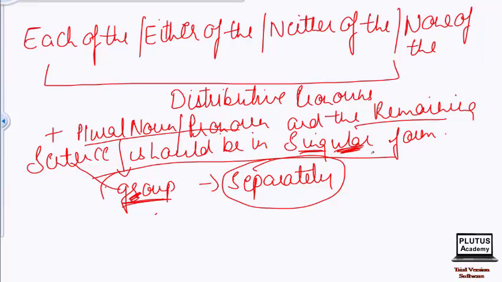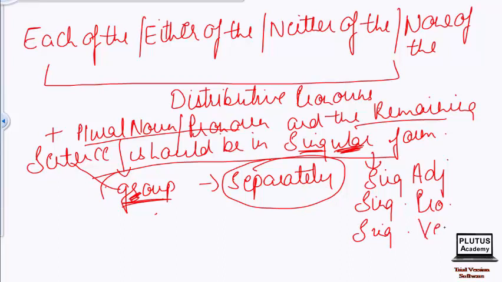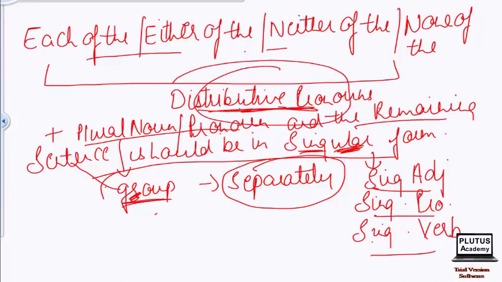And by singular form we mean singular adjective, singular pronoun, and everything should be singular. Singular verb. So the initial noun or pronoun connected to these words should be in plural form, and the remaining sentence, or you can say the latter part of the sentence, should be in singular form when these words are being used as distributive pronouns. Let's consider some examples.